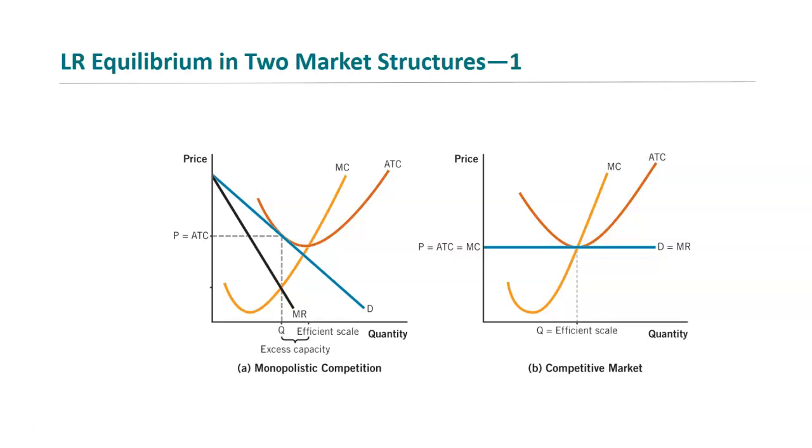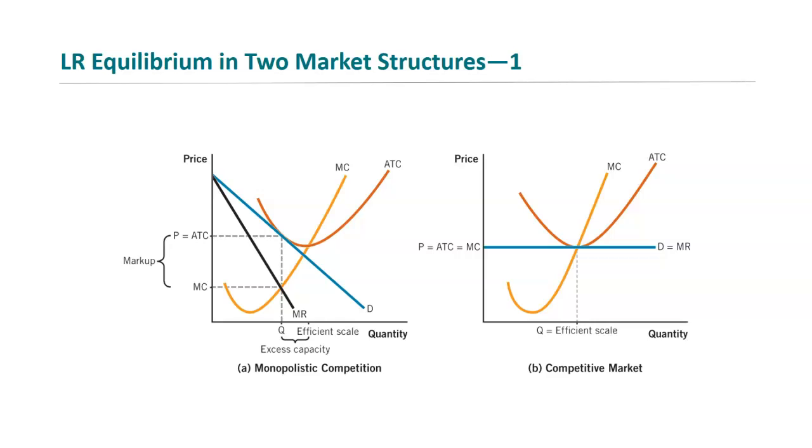So notice each of them, when they're producing where marginal revenue equals marginal cost, which is here for the monopolistically competitive firm, and here for the perfectly competitive firm, each of them is earning zero economic profit because the price is equal to average total cost at that point. What is different, though, is the shape of the demand curve. And what are the implications of that for the market?